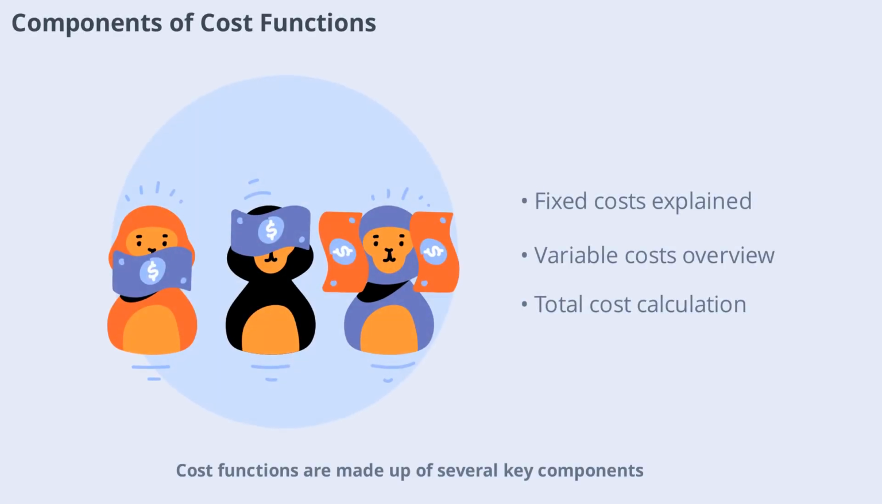Cost functions are made up of several key components. The first is fixed costs. These are expenses that don't change regardless of how much you produce, like rent or salaries. The second is variable costs, which do change with production levels, such as raw materials or hourly wages. The sum of fixed and variable costs gives us the total cost. By breaking down costs this way, businesses can better understand which expenses are unavoidable and which can be managed or reduced as production scales up or down.